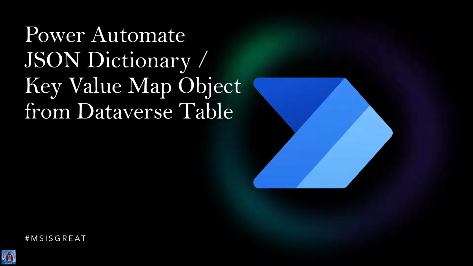In this video, you're going to see how to create a JSON dictionary object, or key-value pair object, using the Dataverse table. The objects will be loaded using data from the Dataverse table, and we'll do it within Power Automate. Let's see how.